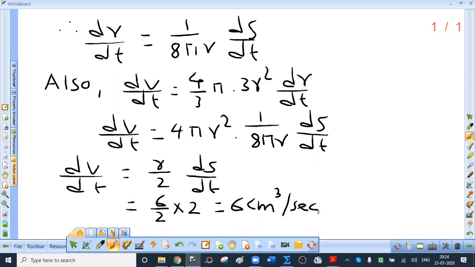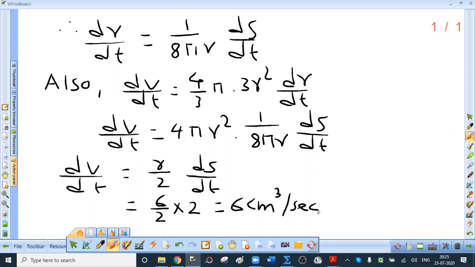So at what rate is the volume of the balloon increasing? Avanti, Aditya, Rama, everybody has written the correct answer. Very good. So the volume of the spherical balloon increases at the rate 6 cubic centimeter per second. Good.